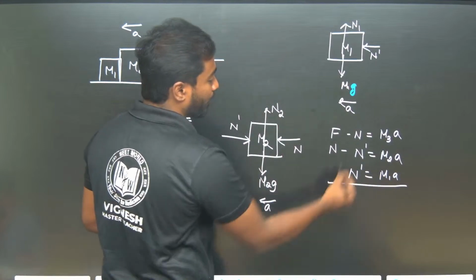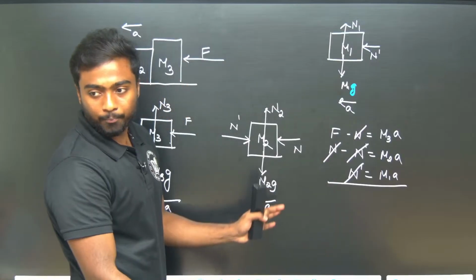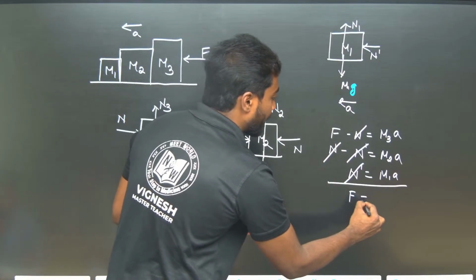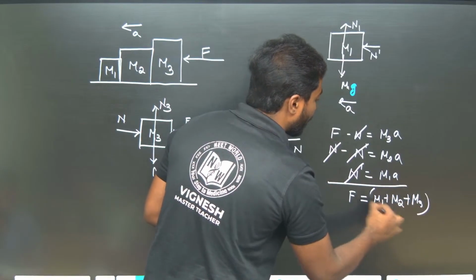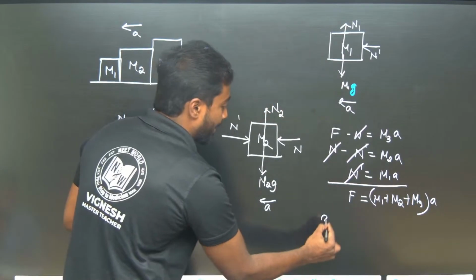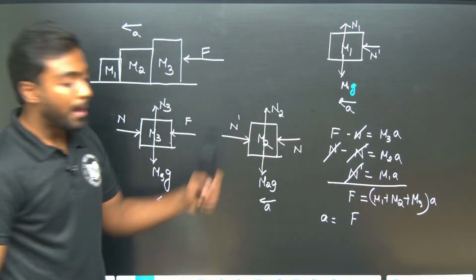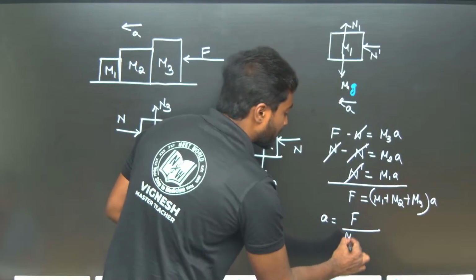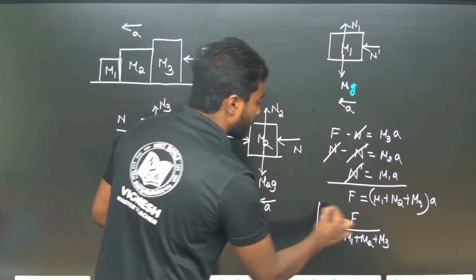So if I add everything, N and N get cancelled, minus N dash gets cancelled. So what will happen? F will be equal to M1 plus M2 plus M3 times A, which is nothing but A equals the external force divided by the total mass of the system, M1 plus M2 plus M3. Got it?